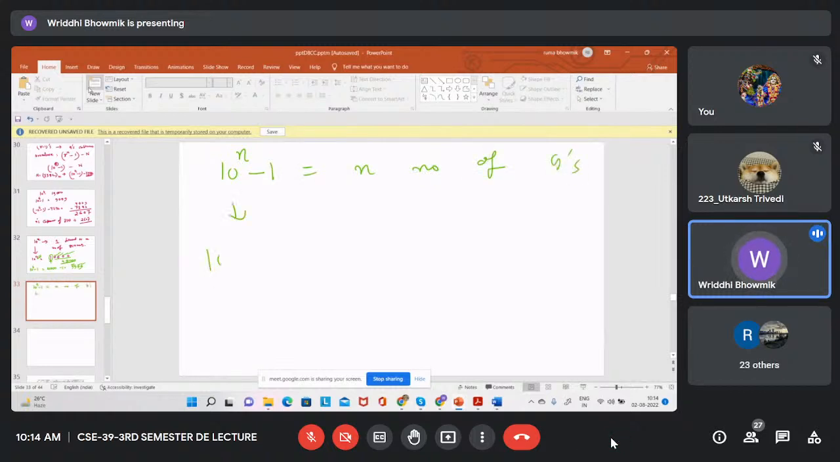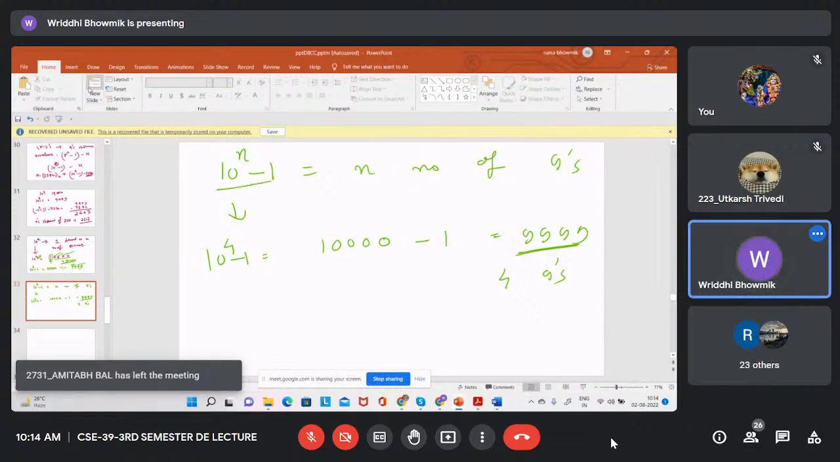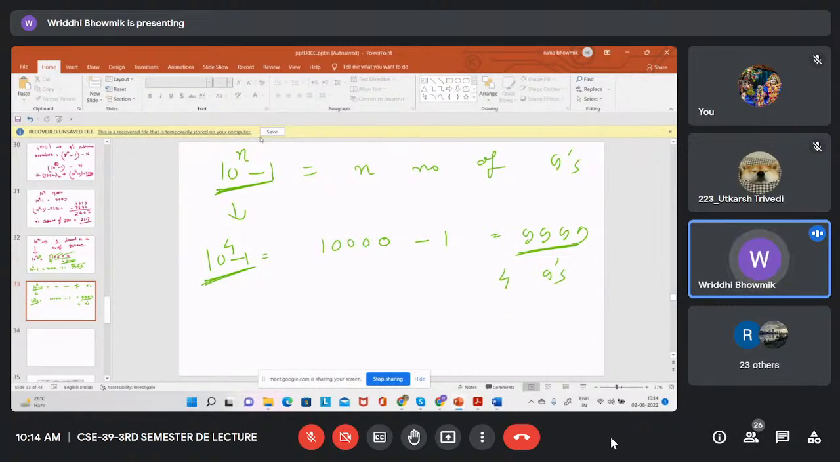And it can be understood in this way. 10 to the power 4 minus 1 is 10,000 minus 1, and you have 9999. So this is 4 9's. If you compare 10 to the power n minus 1 and 10 to the power 4 minus 1, automatically it can be understood the value of small n is actually 4. So 10 to the power 4 minus 1 means you have n number of 9's.